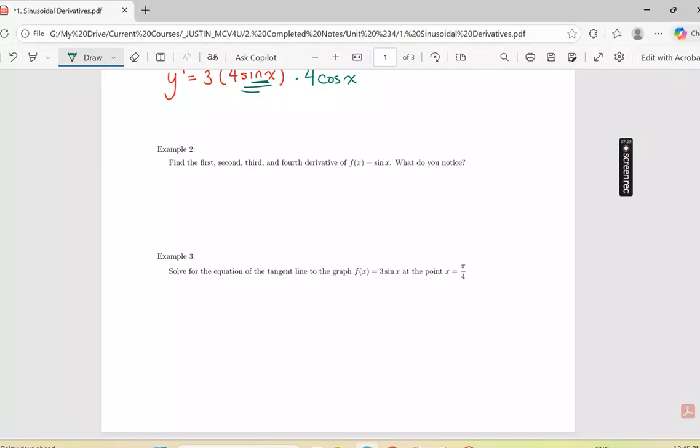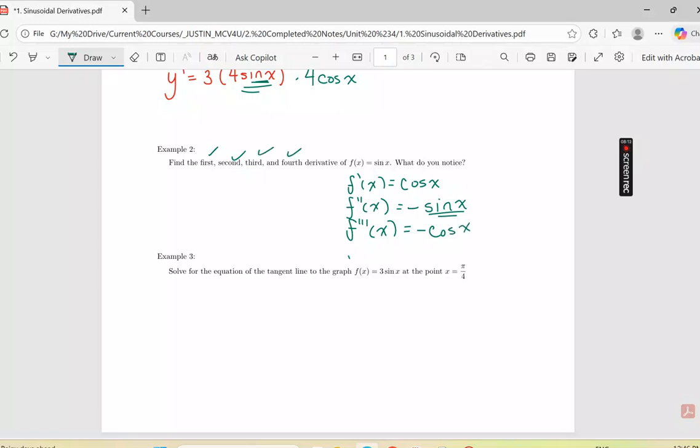Find the first, second, and third derivative of f(x) equals sine x. So let's do it. The first derivative of sine x will just be cos x. Okay, that's the first derivative. Now let's check the second derivative. What's the derivative of cos x? It's just going to be negative sine x. Second is done. What about the third derivative? The third derivative will just be negative, and then the derivative of sine x, we already said, was cos x. So it's just negative cos x.